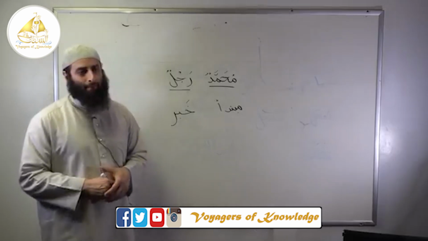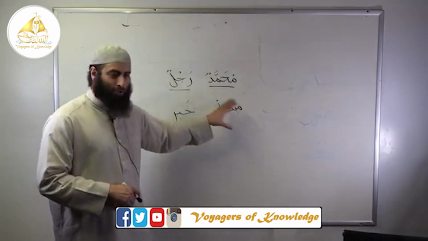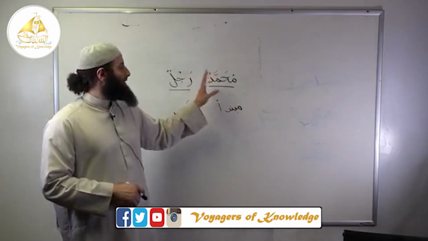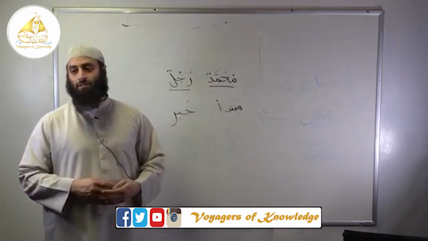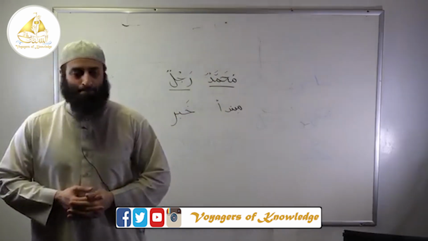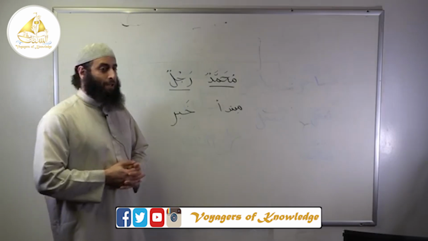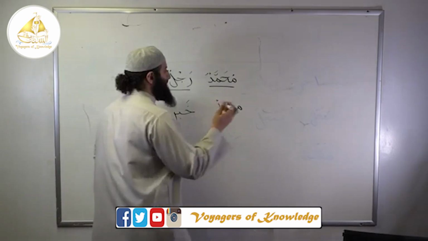So what is mubtada again? Mubtada means the subject, the main thing, or the thing that's being mentioned at the beginning of the sentence. So hold this thing called ismihu. Ism, jumla ismiya.